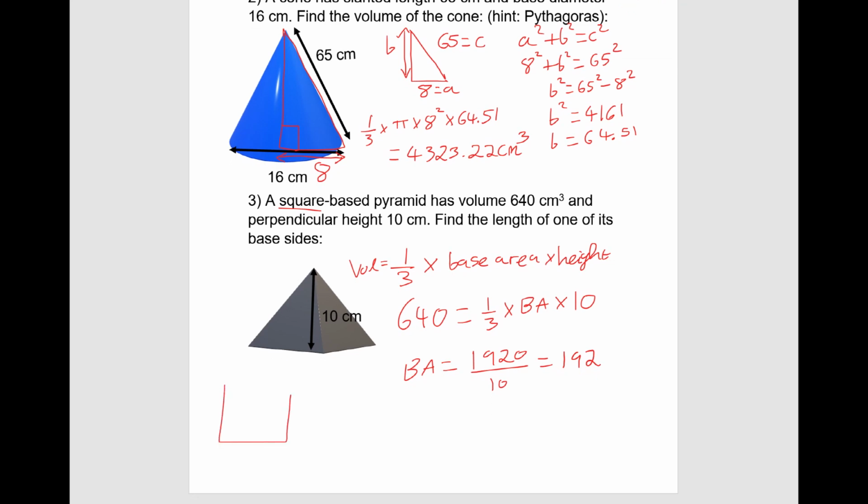So we have a square where the base area is 192. To work out the length of one of the sides, we could square root 192, which gives 8√3, or to 2 decimal places, that is 13.86 centimeters.